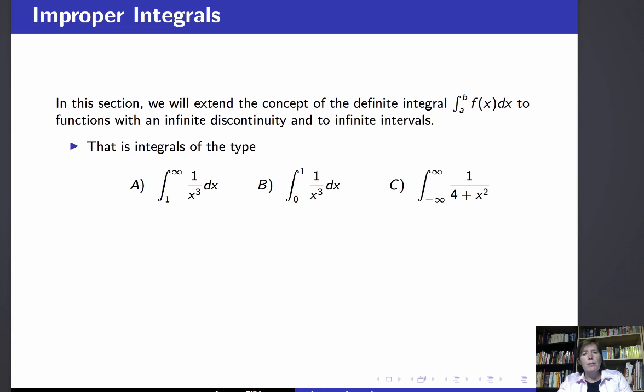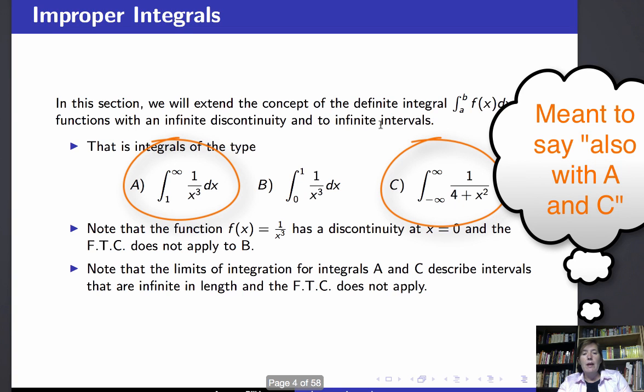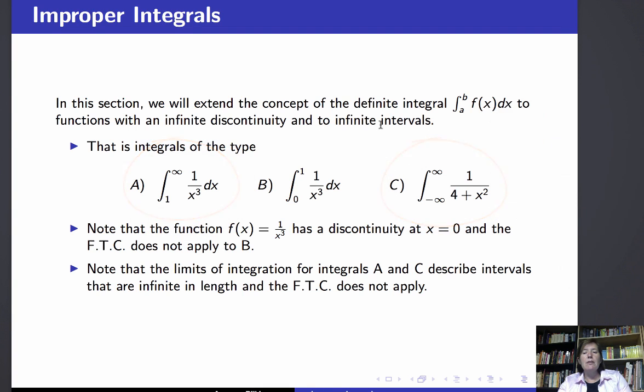Here are three examples. Notice that the function 1 over x cubed is discontinuous at x equals 0, so it approaches infinity, and the fundamental theorem of calculus does not apply to b. And also, this integral just simply isn't defined because the function is not continuous on that subinterval. Also, with a and b, the limits of integration describe intervals that are infinite in length, and once again, the fundamental theorem of calculus does not apply, and our previous definitions of the integral don't apply.